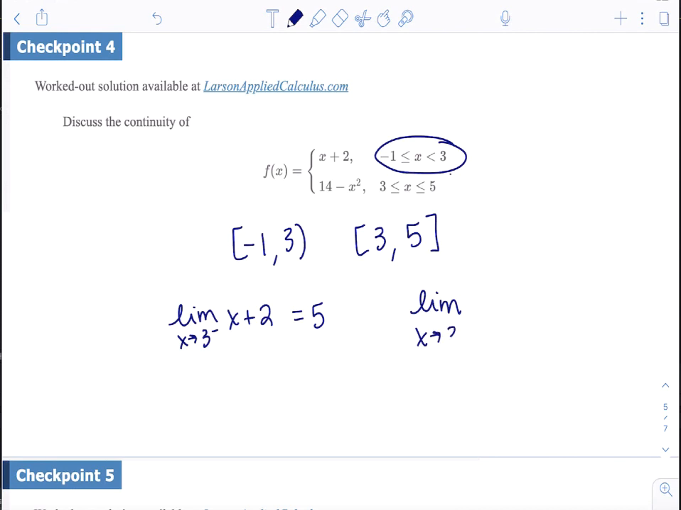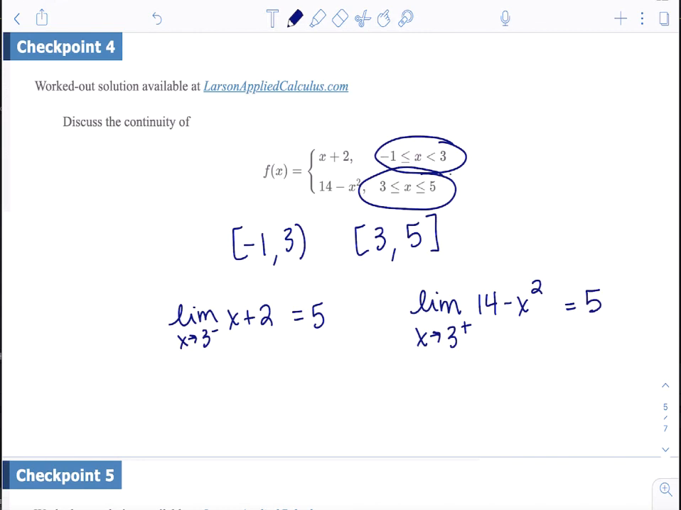Now let's look at what's happening on the right. So I'm looking for values that are to the right of 3, which would fall into this second expression. So I have 14 minus x squared. I'll substitute into that function, and I get 14 minus 9, which is also 5.